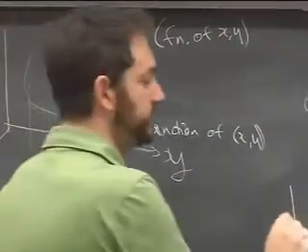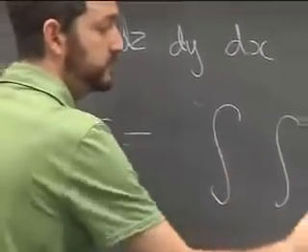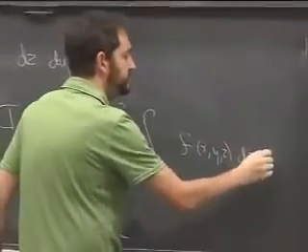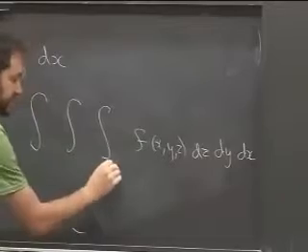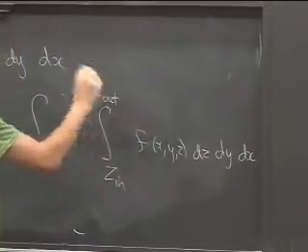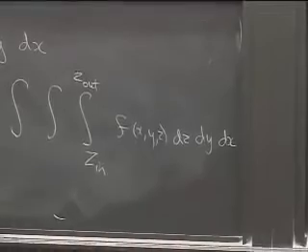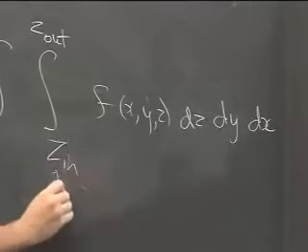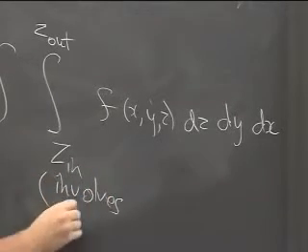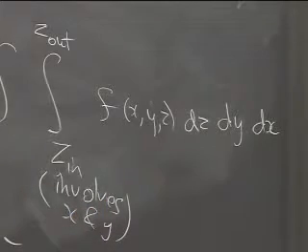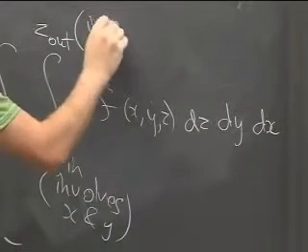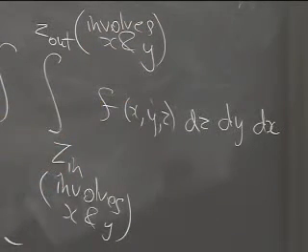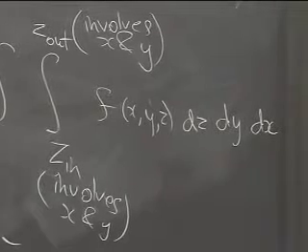So you're going to set up your integral of f dz, dy, dx. You need z in up to z out. But again, I want to emphasize that this involves x and y. Perhaps not both of them, but it could.